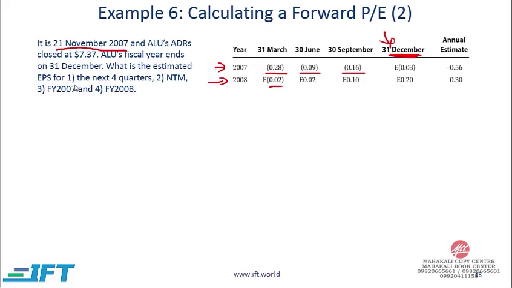One definition would be based on the next 4 quarters. What is NTM? Next 12 months. Then you can have a definition based on fiscal year 2007, which is nearly over but not yet over. So this would also classify as a forward PE. Or you could have a PE based on fiscal year 08, right? So what are the 4 different PEs over here? I want you to quickly see if you can calculate them. It should be easy.